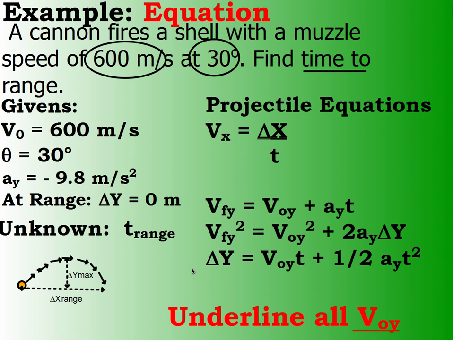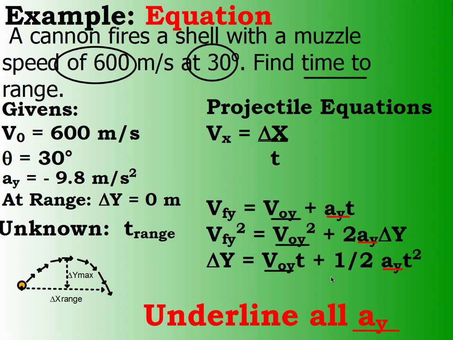I have listed all of my projectile equations, and I usually will put these off on a sideboard and work this separately. Now, the first thing you want to do is underline all V naught Y. Now, I realize I've not gone through and computed V naught Y, and I would. V naught Y is V naught sine theta. Again, these are not usually problems we do with the A1 kids. But the first thing we're going to underline is all of the initial velocities in the y direction.